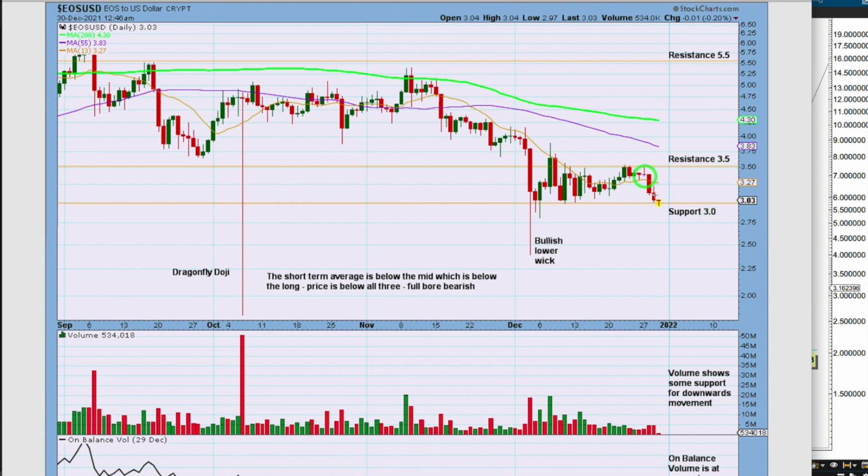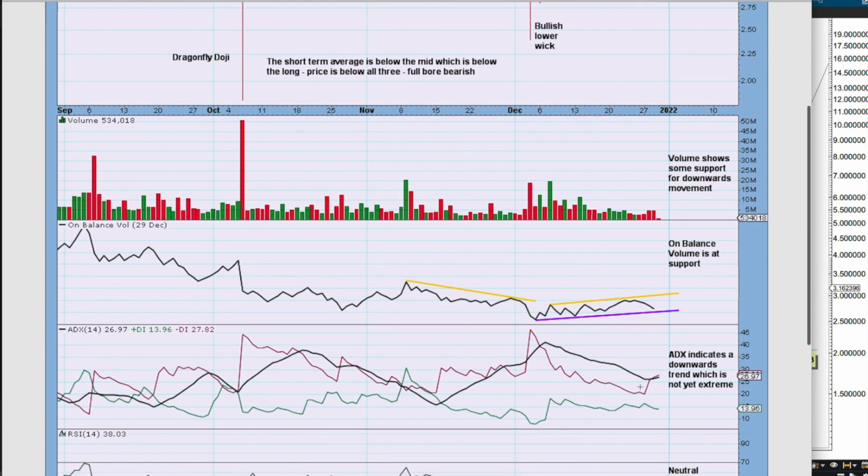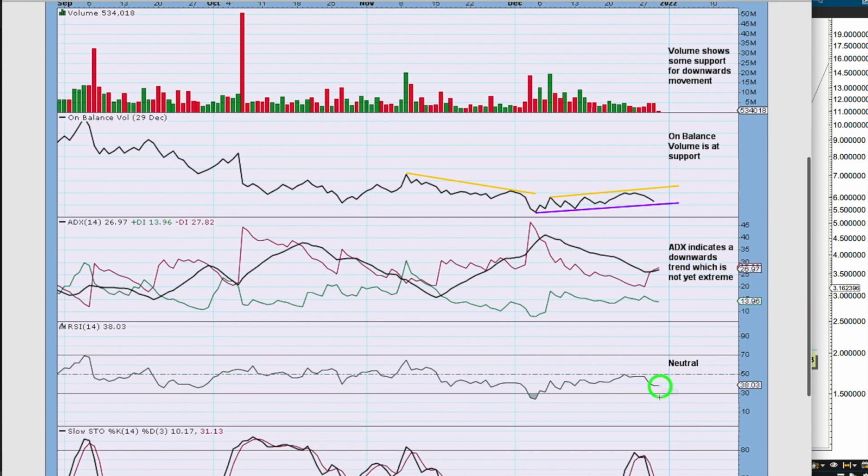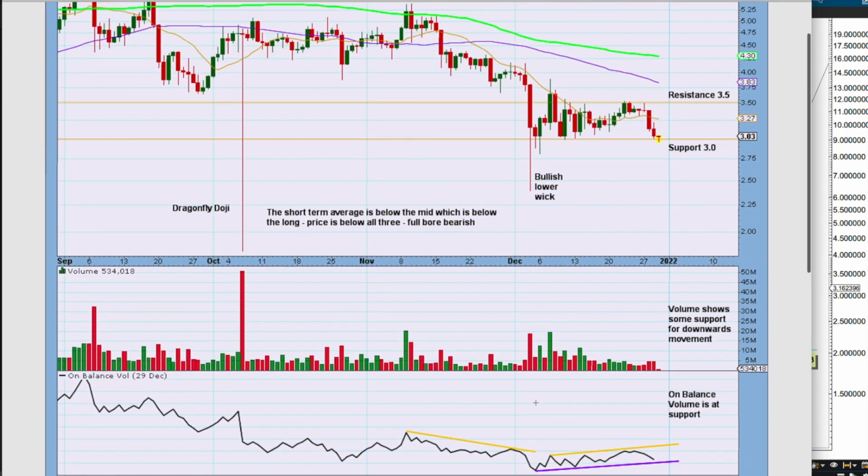Volume is starting to show some increase for these downward sessions here, a little increase. But within this sideways movement, we do have strongest volume on upward sessions, which would suggest an upward breakout may be more likely than downward, except ADX is telling us there's a downward trend, and it's got a long way to go before it's extreme, and RSI hasn't reached oversold. But RSI did reach oversold back down here.